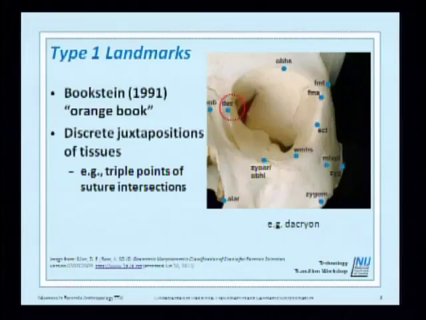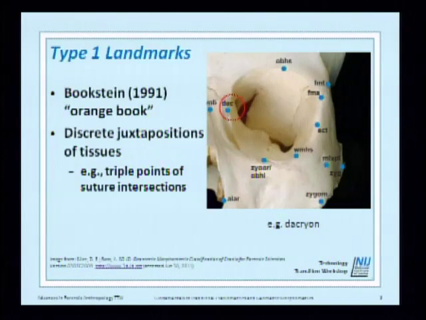All right, Bookstein, and when we talk about geometric morphometrics, we talk about book colors. And Bookstein came out with the Orange Book in 1991, and in that book, he defined 3 types of primary landmarks that we utilize. The first one is type 1 landmarks. Those are the most biologically meaningful landmarks. Okay, so these are the most biologically meaningful landmarks. And they're usually at the intersections of 3 sutures. So I have here as an example dacryon. That's a type 1 type of landmark.